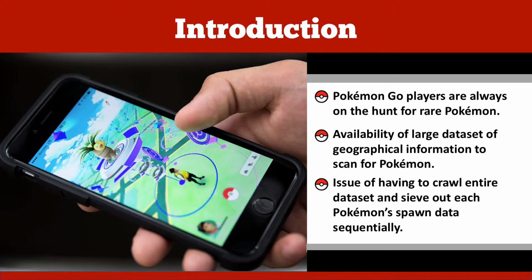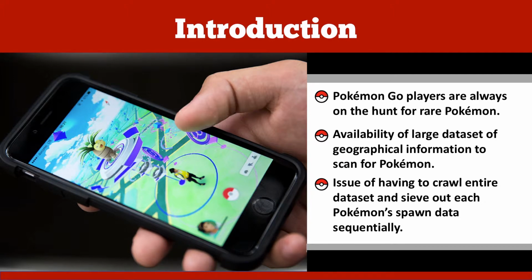As a brief introduction, Pokemon Go players are always on the hunt for rare Pokemon. It is not difficult to find Pokemon Go players hunting all around Singapore, moving around different places and sourcing for new areas to find new Pokemon. As such, there is a large dataset of geographical information available to scan for Pokemon. This dataset provides us with coordinates, terrain, time of the day, day of the month, as well as the month of the year for the players to find these Pokemon.